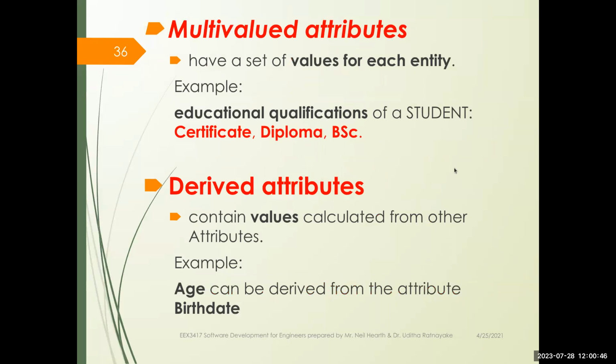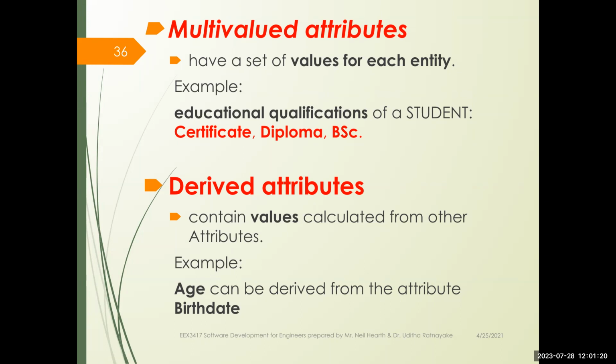Multi-valued attributes have a set of values for each entity. Educational qualifications is a multi-valued attribute, because that attribute has several lines. Each student has one or more qualifications, certificates like this.